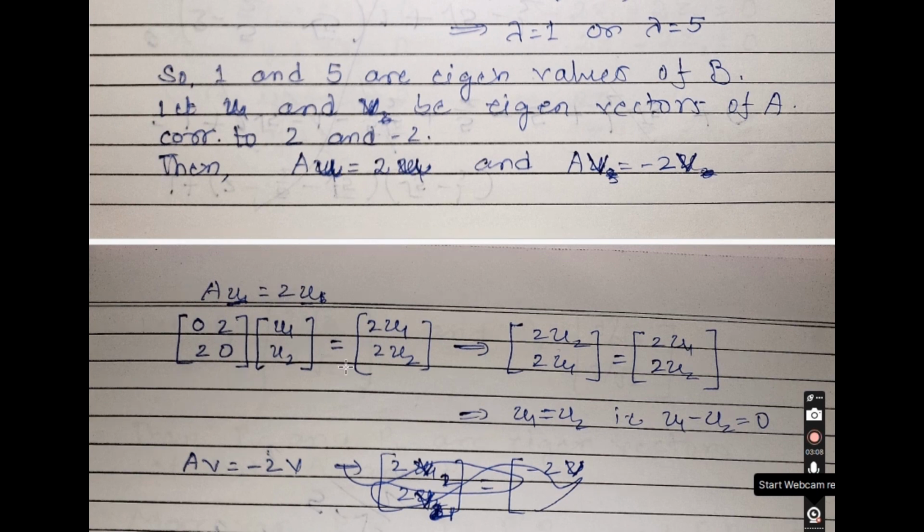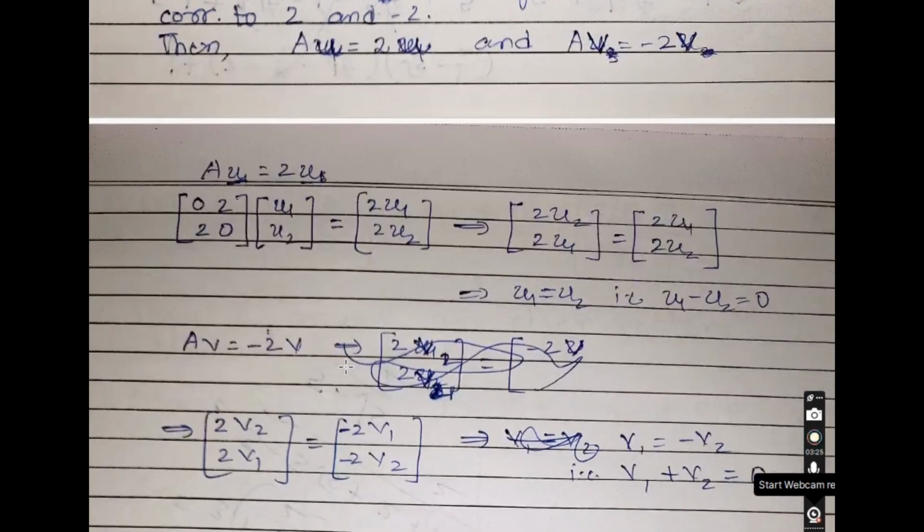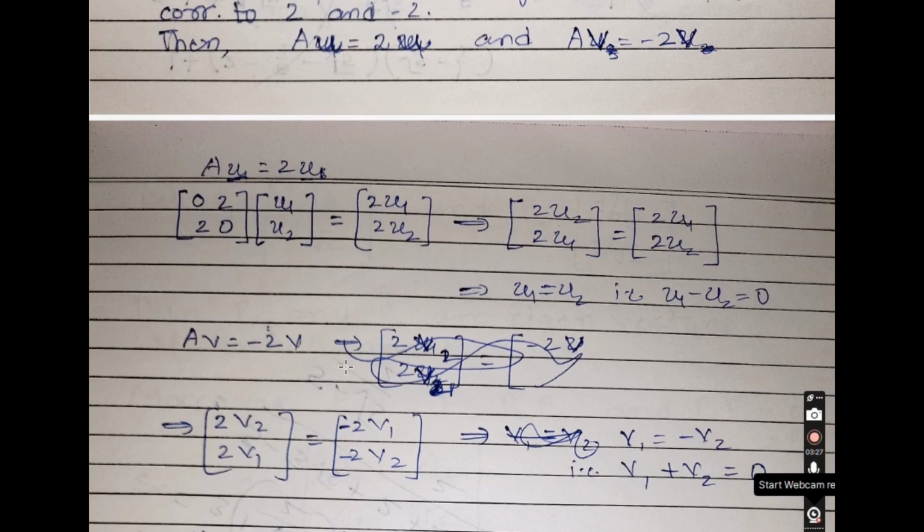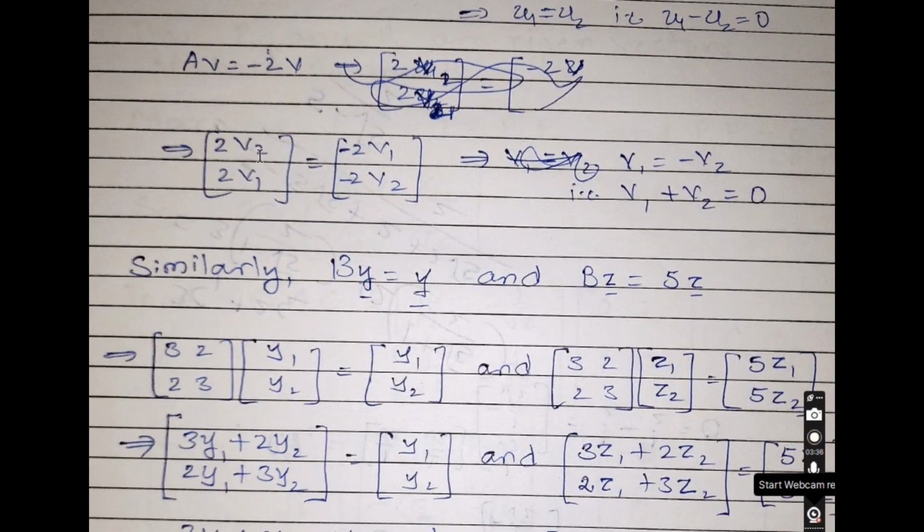By eigenspace, what do we mean? Here in this context, the eigenspace of A with respect to the eigenvalue 2 will be the collection of all paired vectors U1, U2, where U1 is equal to U2. Now similarly, consider the second eigenvalue, minus 2. AV equal to minus 2V gives us 2 times V2 here, and here we have 2 times V1, and minus 2 V1 equal to minus 2 V2. When you simplify, you get V1 plus V2 equal to 0.